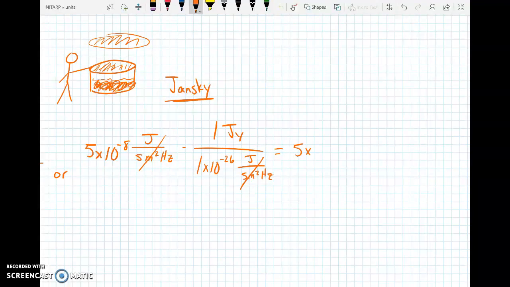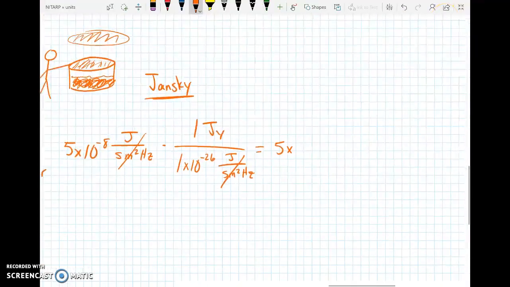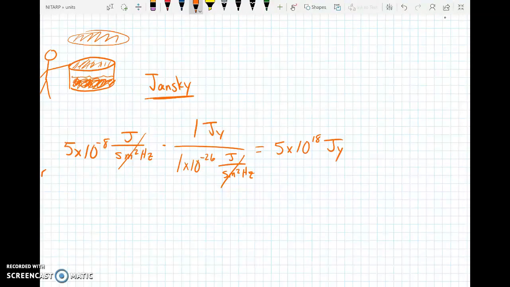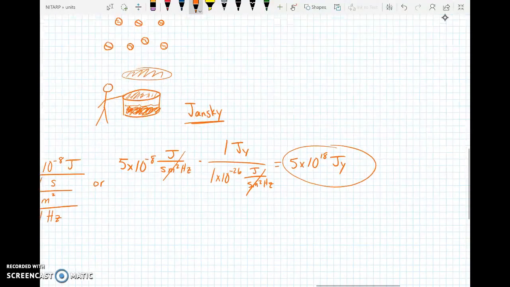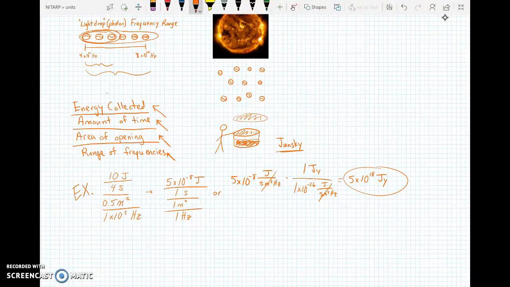Let's see here. Oops, sorry about that. So that's 5 times 10 to the 18th Janskys. And so that's what a Jansky is. A Jansky is how much energy you've collected per amount of time, per area over which you collected that energy, and over a certain range of frequencies.